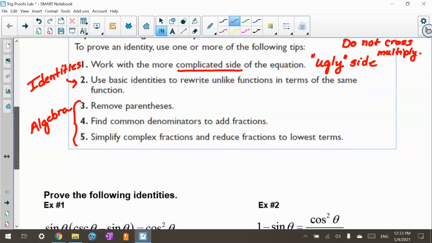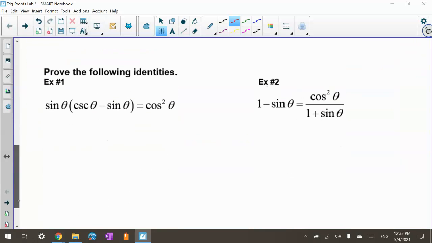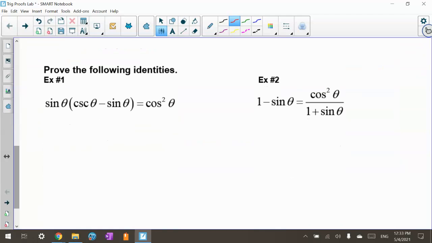So I have a couple of examples to get us started, example 1 and example 2. A lot of people like to draw a line where the equal sign is and just work on one side. It's totally up to you. I just want to make sure that you look at the complicated side. Here I see the left side is more complicated than the right side.